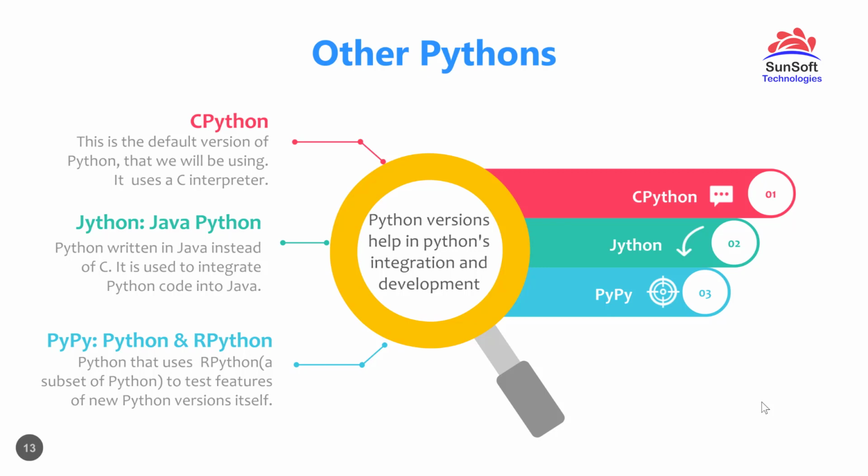PyPy, Python and RPython. Now Python that uses RPython, which is a subset of Python. The RPython stands for restrictive Python. Now this is to test features of new Python versions itself. So RPython converts the Python code into C and then executes the code separately, and hence it is very useful in testing new Python features.